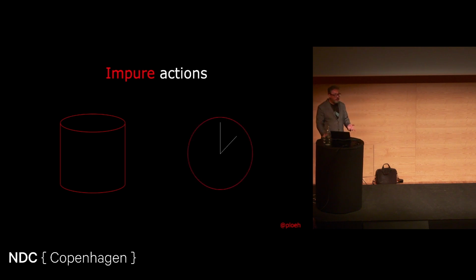Now, this is not surprising. If you've done this sort of exercise a couple of times, you will know that databases are always impure because they involve I/O, and the system clock is always impure because it's non-deterministic. But there might be other sources of impurity as well. But in this state of the application, that's basically what we have to deal with.